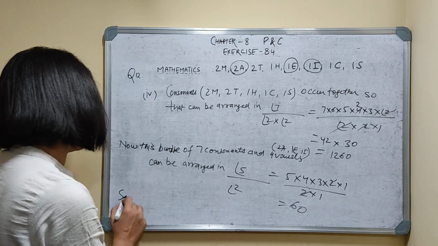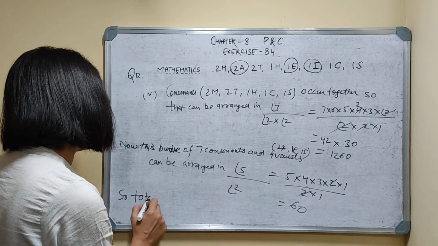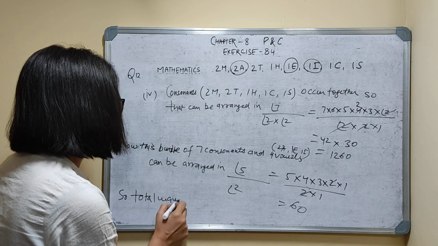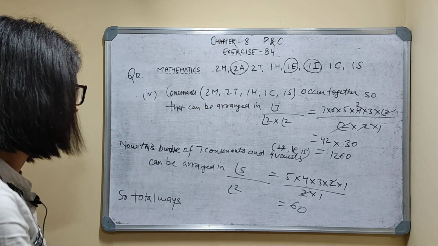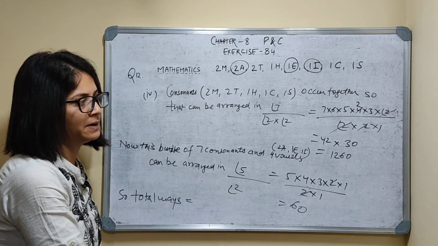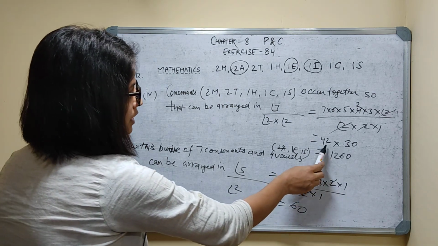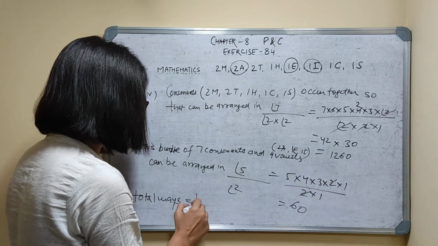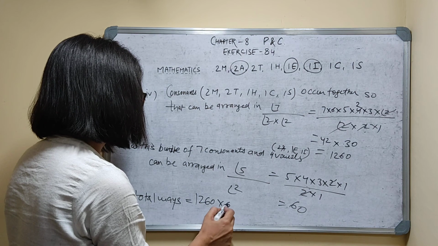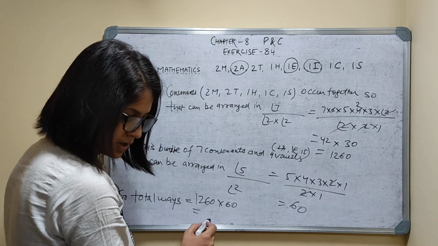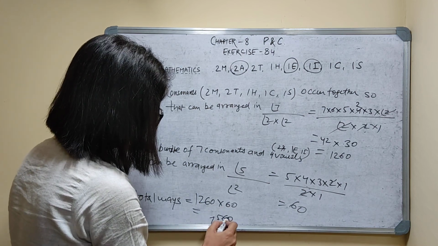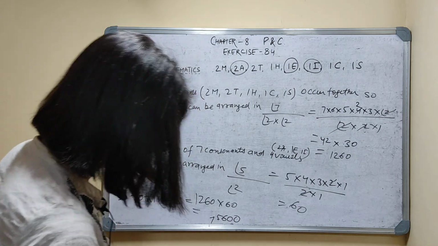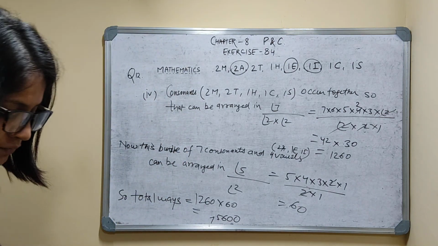So total ways, total arrangements when consonants occur together, will be by multiplication principle of counting, 1260 into 60. 1260 into 60. So how much will come? 75600 ways or arrangements.